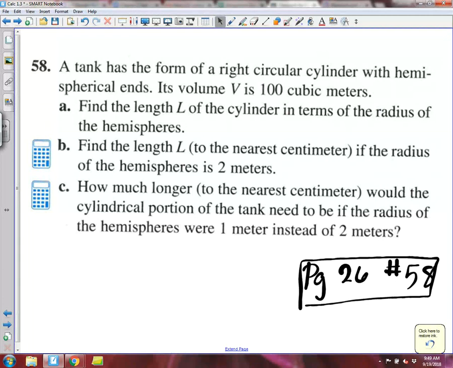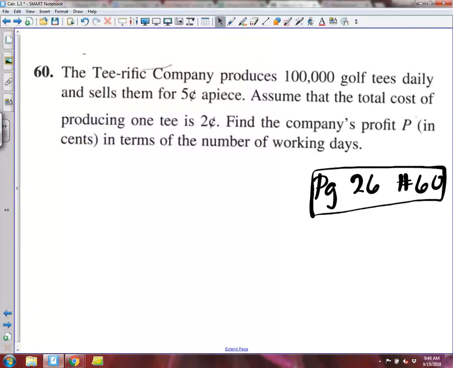We're not going to do this one. Actually, let's do this one, number 60 here. This will be our last one. And I've got it posted up here, so you don't really need to check out your book there.